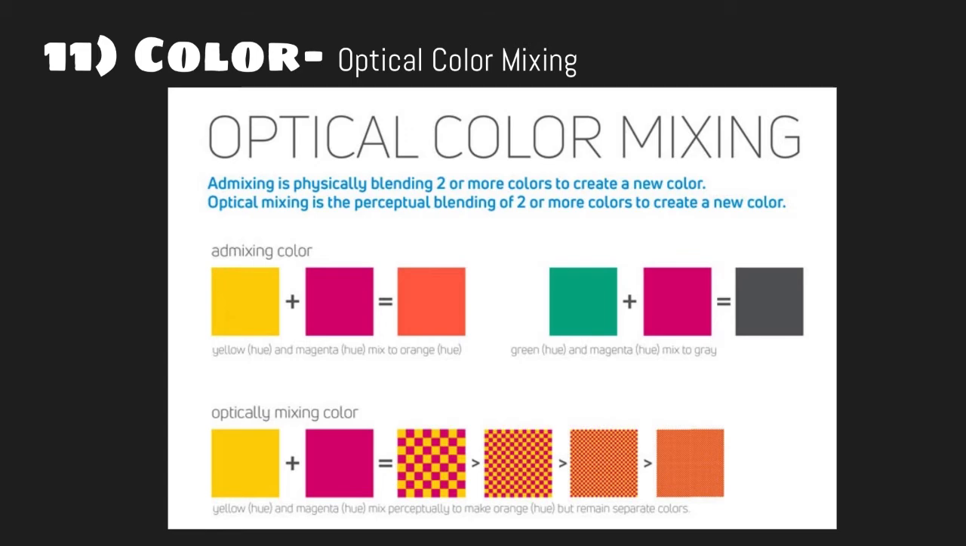Number 11, summarize optical color mixing. If you look at the chart on the slideshow, optical color mixing is when you are seeing colors in a certain way, even though that's not necessarily how they are.